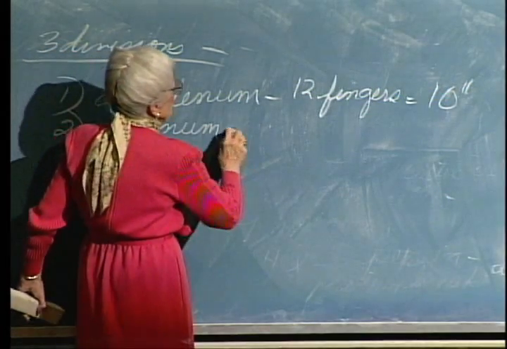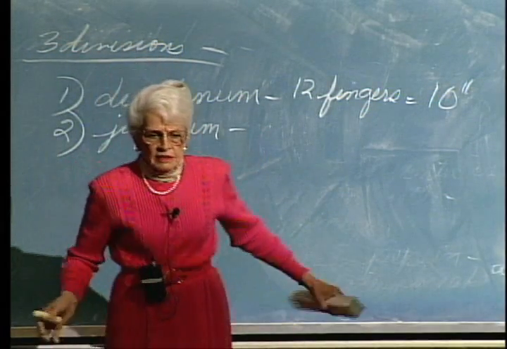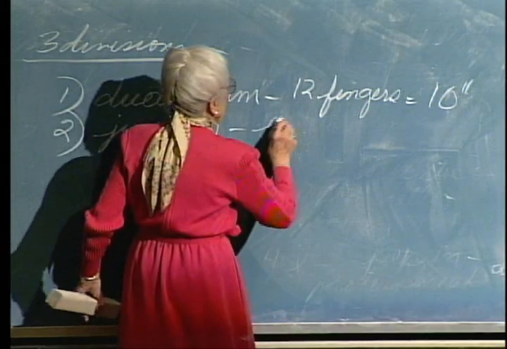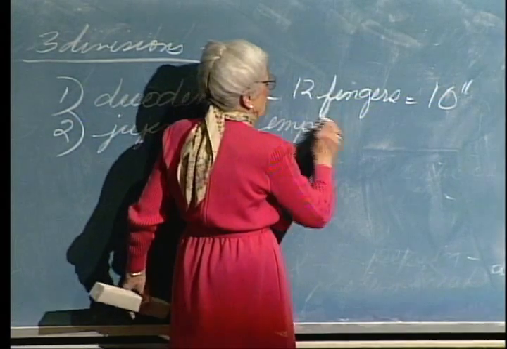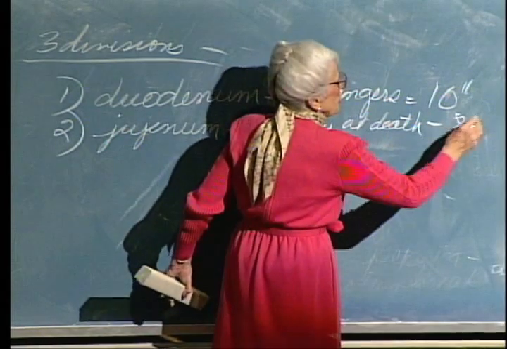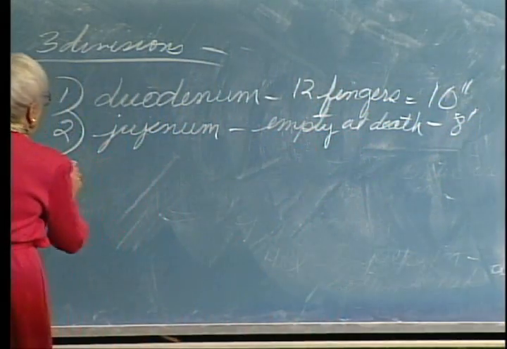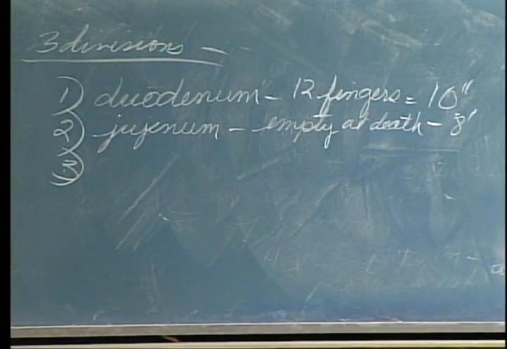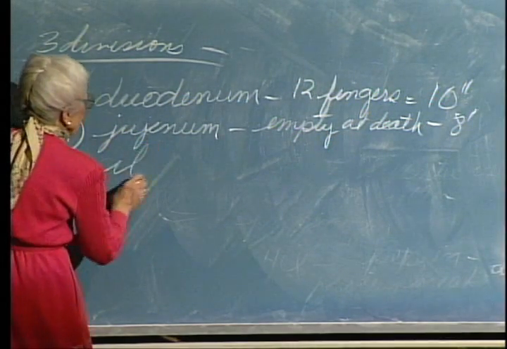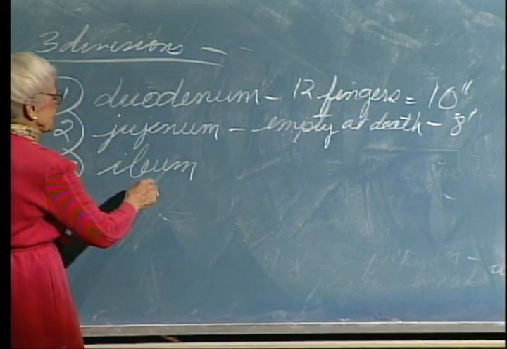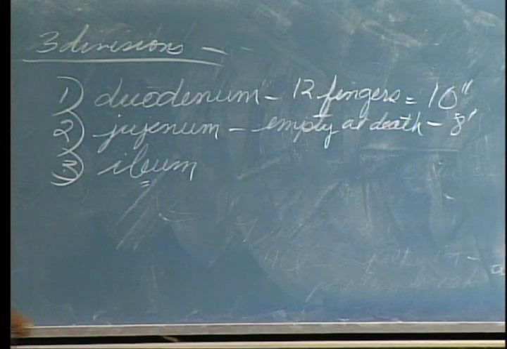And then we have the jejunum. And the jejunum means what? You'll never guess. Empty at death. And it'll be about 8 feet. And the third part is what? The ileum. You spell it with an E or an I? An E, right. Ileum. I didn't say begin with an I. It's the E here.